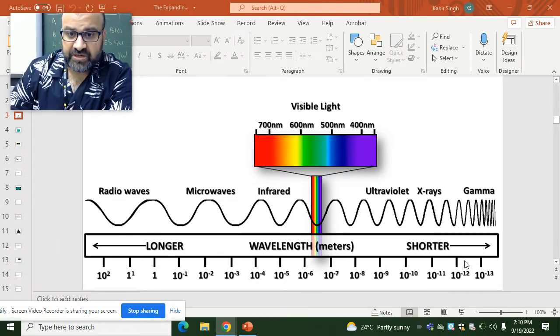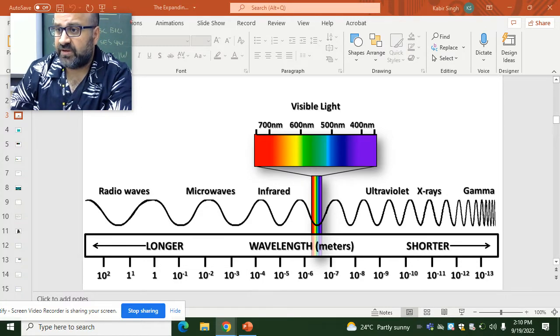Okay. This image here is showing the electromagnetic spectrum. You should have seen that in grade 10.